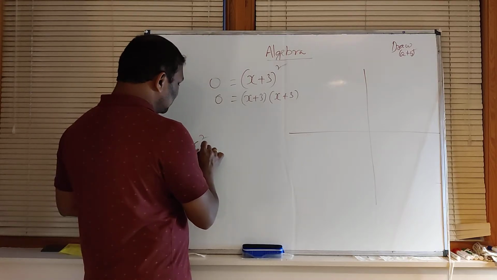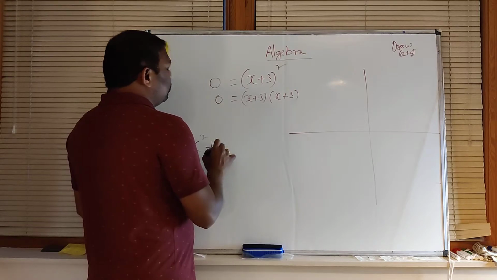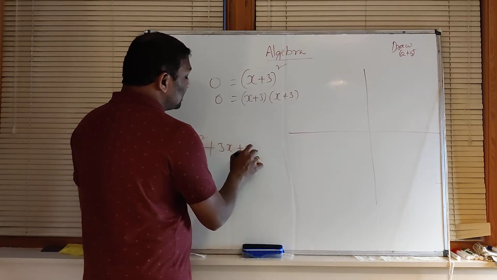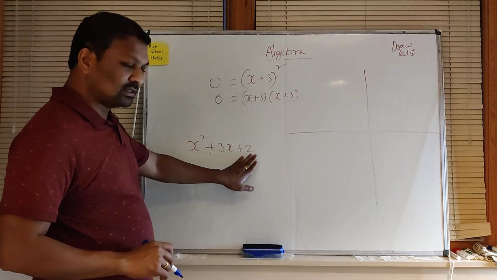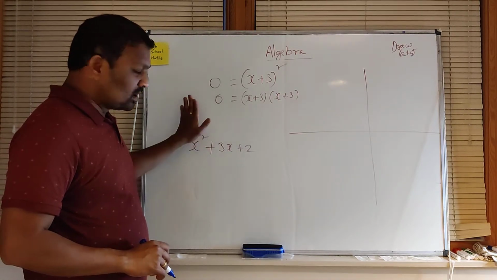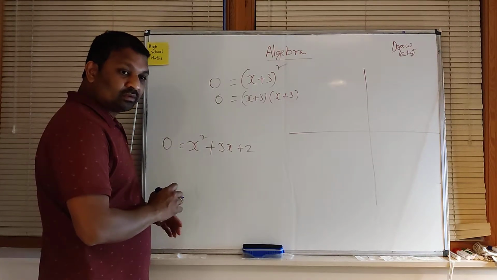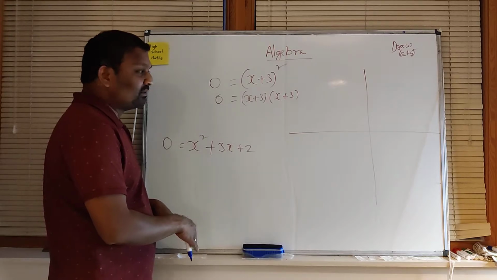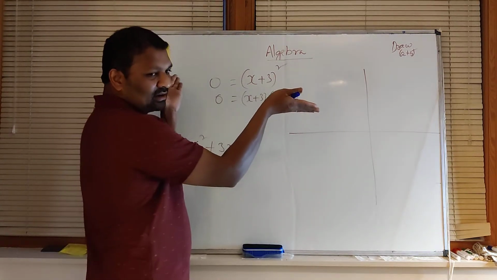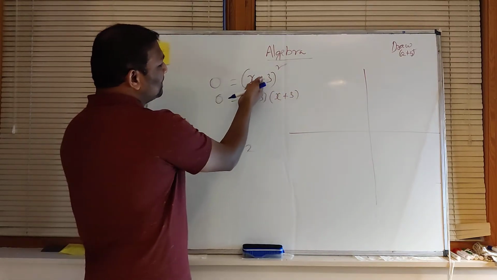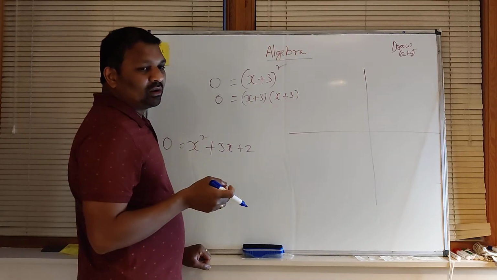For example, if this is an expanded form, with an x square term, an x term, and a constant 2, and somebody says it is equal to 0, we still convert it to factors. If the factors are already given, it's even easier. There is no use in expanding it again because the factors are already known. There is no point in expanding it again. Then you will go nowhere.